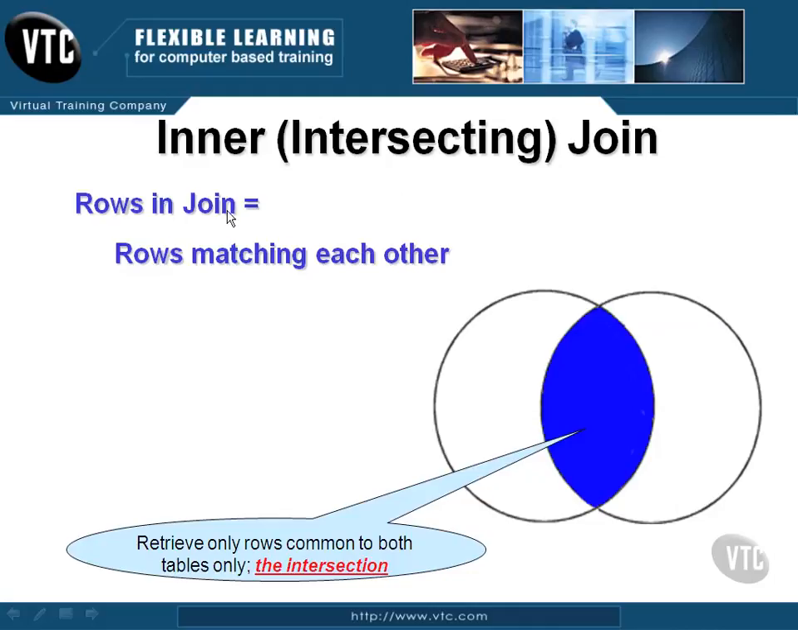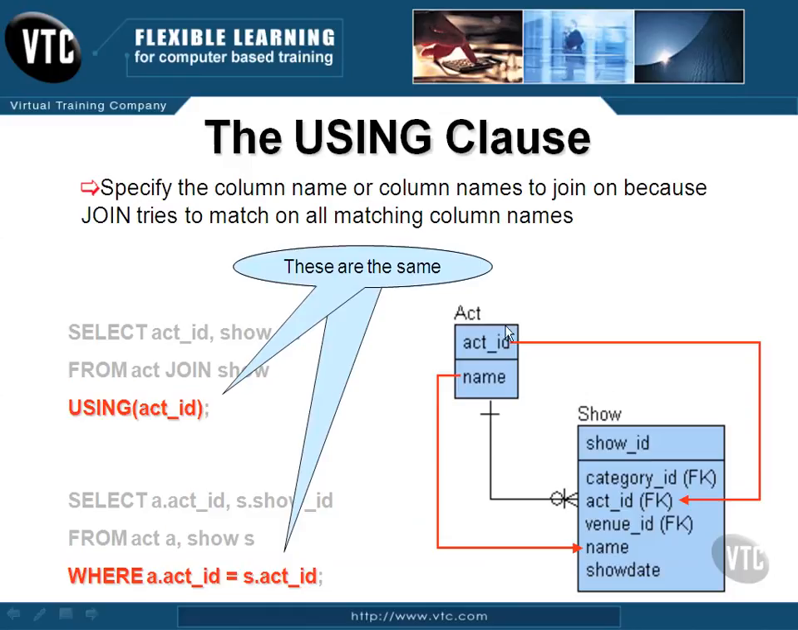So the rows in the join are equal to the rows matching each other. In the middle, you retrieve only the rows common to both tables, the intersection. That's what an intersection is.